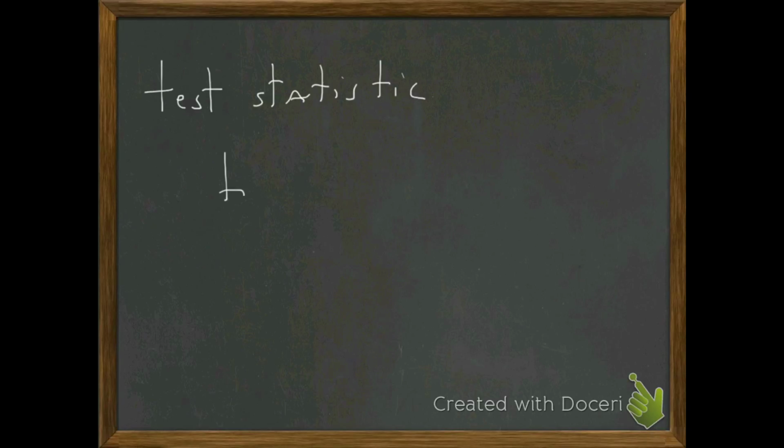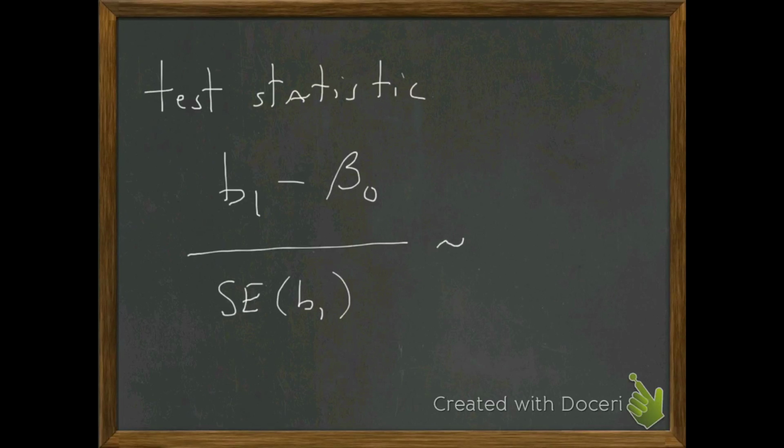Which will be our beta 1 minus our claim beta 0, and that's going to be 0 the way we've set it up here, over our standard error for B1. It turns out that this test statistic follows the t-distribution of degrees of freedom n minus 2.